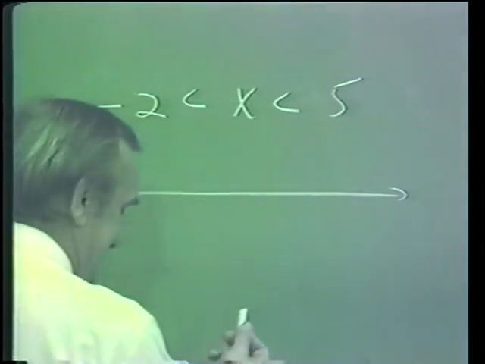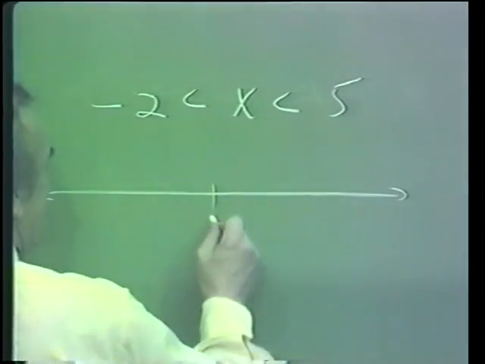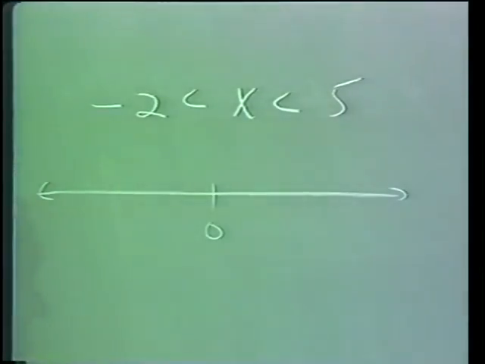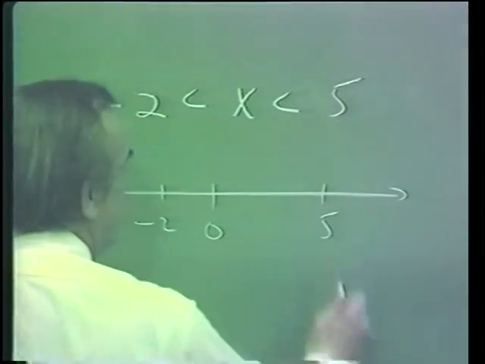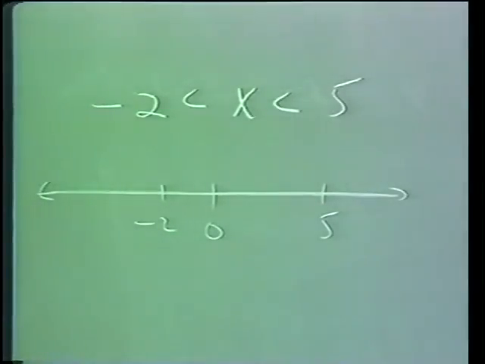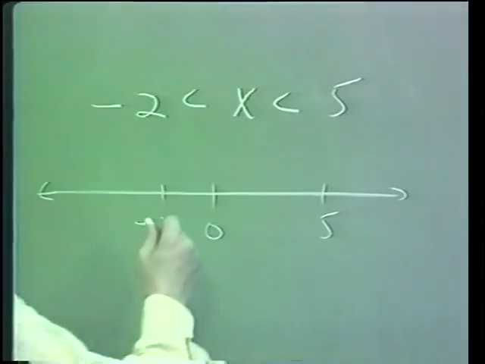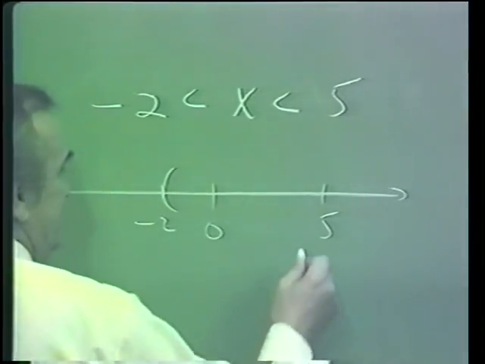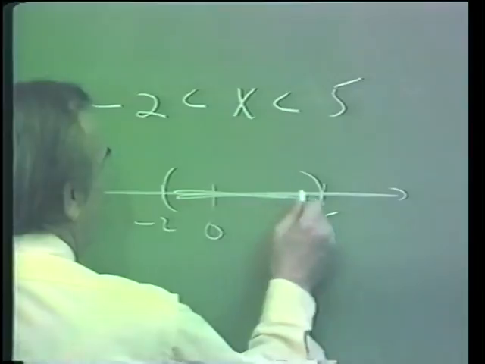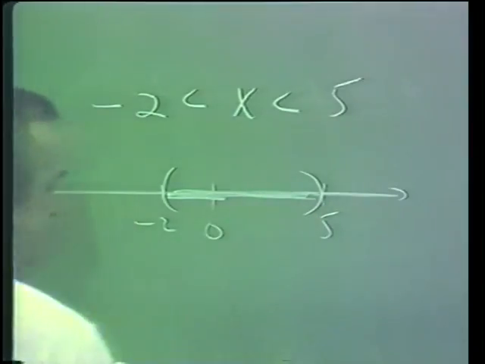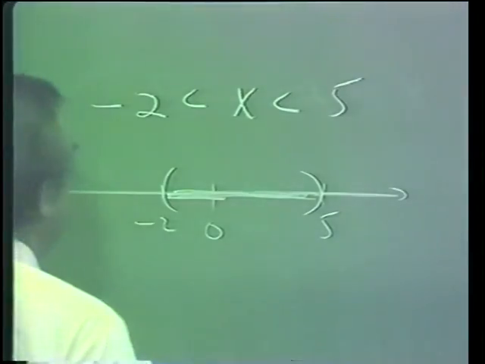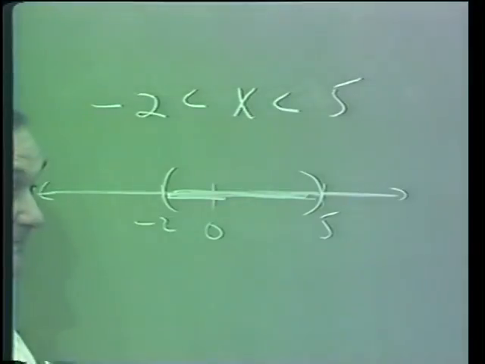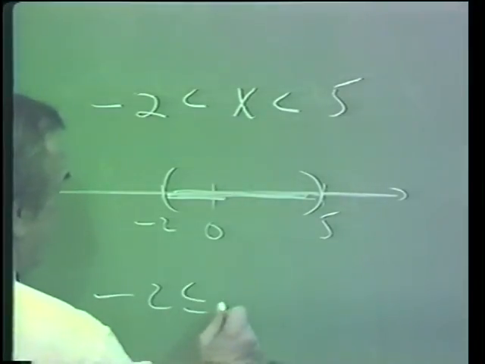Here we go now. We want to represent this. So somewhere we have a 0. To the left of 0 we have -2. To the right of 0 we have 5. So what we're going to do is put a parenthesis at -2, a parenthesis at 5. We're going to darken in everything between. Everybody got that?